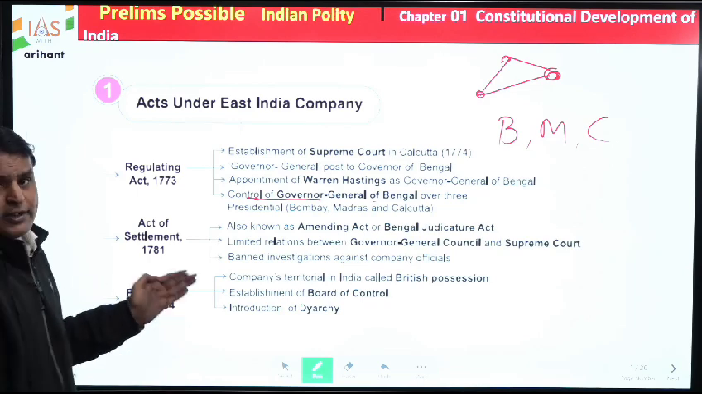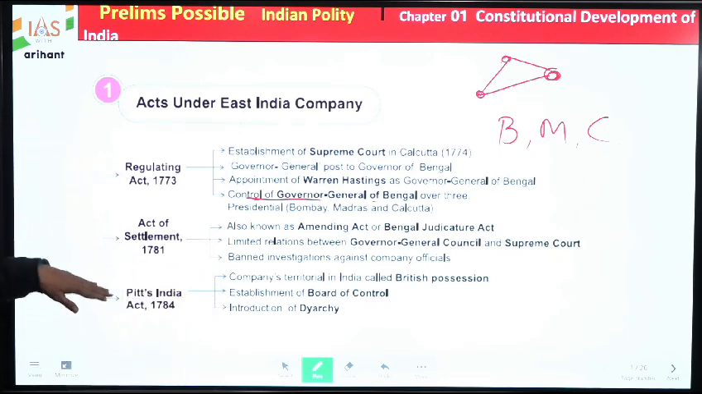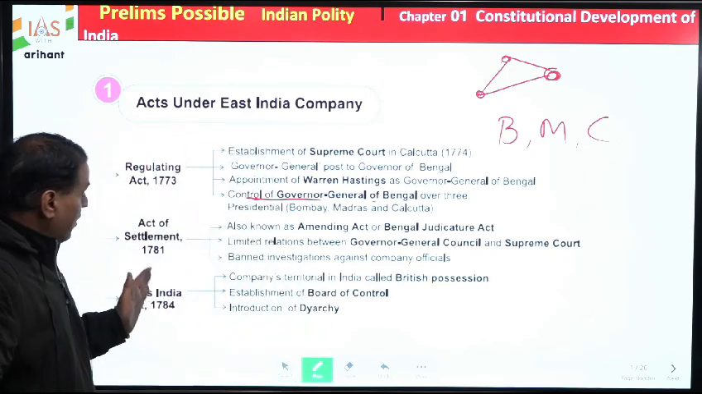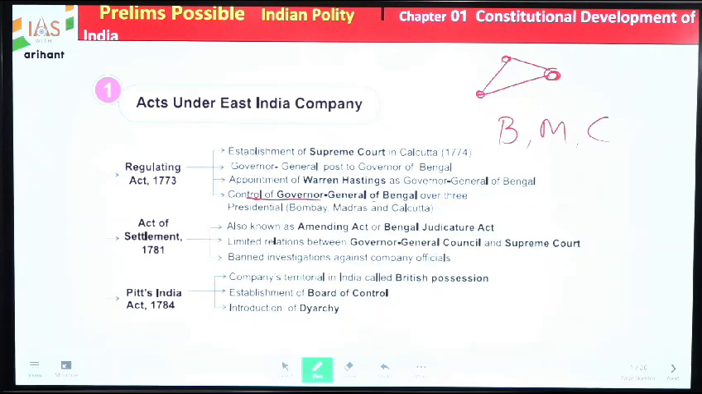The third act under the East India Company was Pitt's India Act. It is very famous by this name. Pitt's India Act was implemented in 1784, established by law. The features of that act were that the company's territories in India were called British possessions, and a Board of Control was established. It is the initial stage of diarchy, because they launched diarchy in this period. So, that is the introduction of diarchy. You can understand the acts under the East India Company.